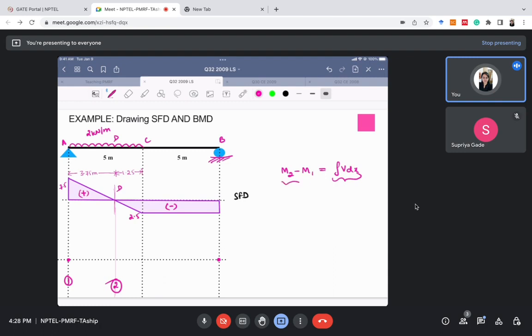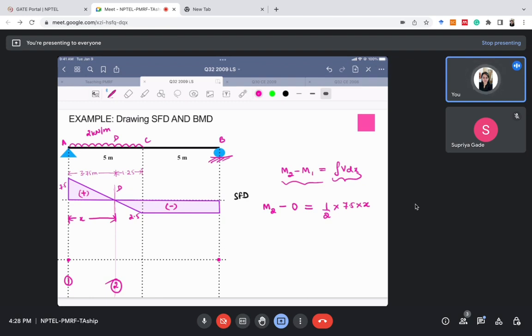We will use this formula: M2 minus M1 equal to the integral of V dx. M2 is the bending moment at section 2, which we do not know right now. The bending moment at section 1 we know, which is 0. It is equal to the area of the shear force diagram. For calculating the area, we should know what this length is, right? Because this is a triangle, the area will be half base into height. So base is x and height is 7.5, but we do not know what this x is.